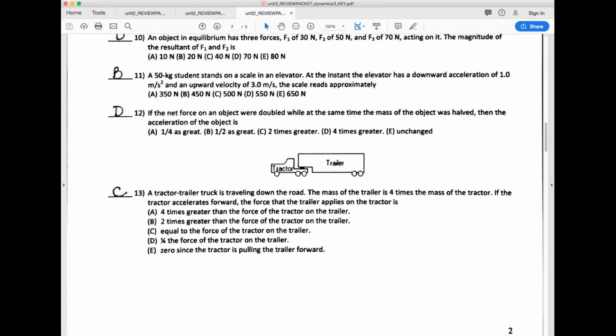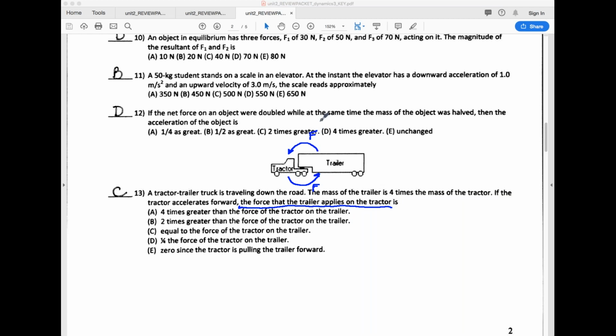Tractor trailer question. The mass of the trailer is 4 times the mass of the tractor. The tractor accelerates forward. The force of the trailer applies on the tractor. There's a lot going on in this question. This smacks of a Newton's third law question. What is the force that the trailer applies on the tractor? Well, that's the same as the force that the tractor applies on the trailer.